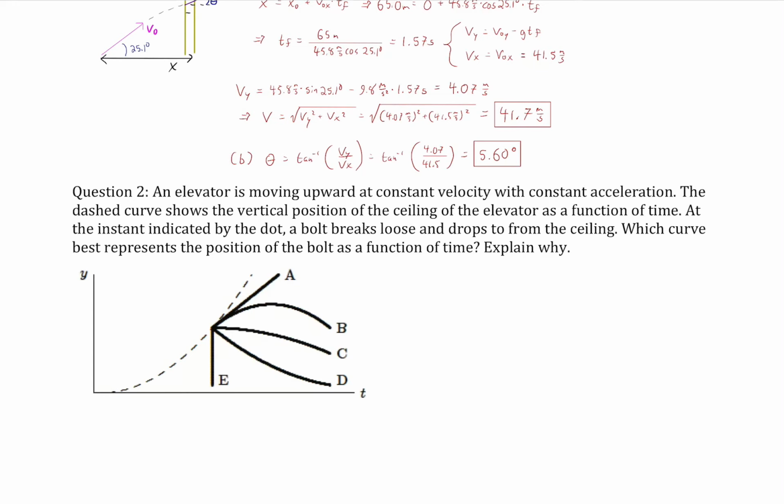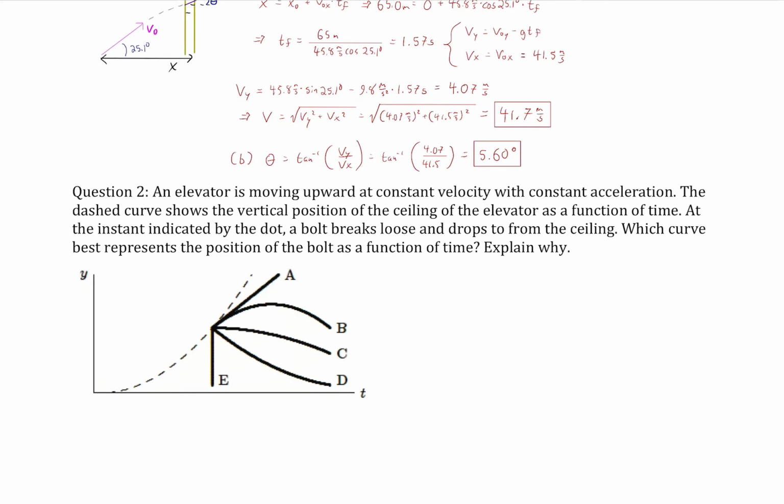Let's do another concept question. An elevator is moving upward at constant velocity with a constant acceleration. Oh, wait, that's not a projectile. Well, that's because something will become a projectile soon. Let's read on. The dashed curve shows the vertical position of the ceiling of the elevator as a function of time. So here we have the ceiling of the elevator as a function of time, parabolically growing in height as time passes, because it's accelerating upwards. At the instant indicated by the dot, a bolt breaks loose and drops from the ceiling to the floor below.